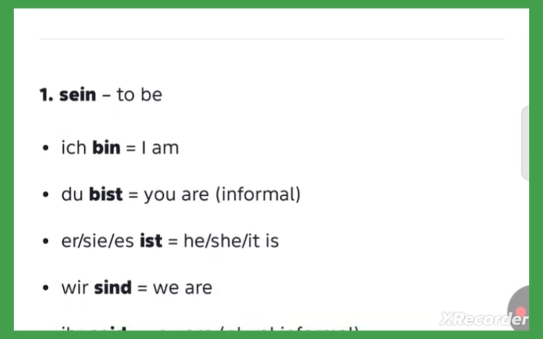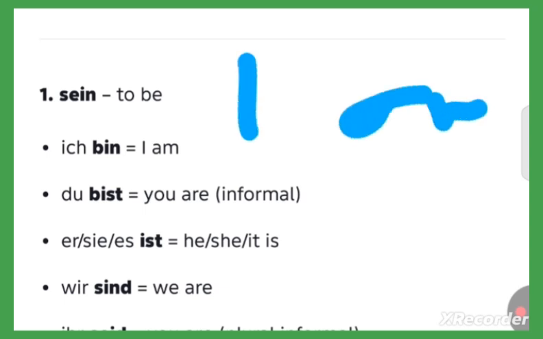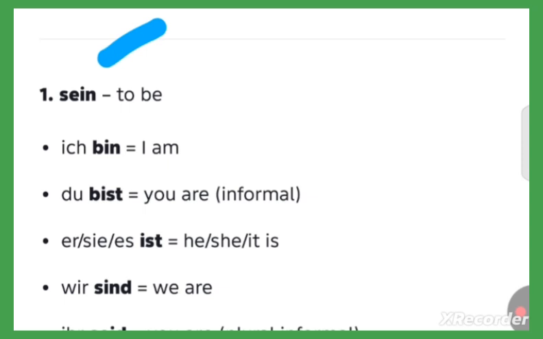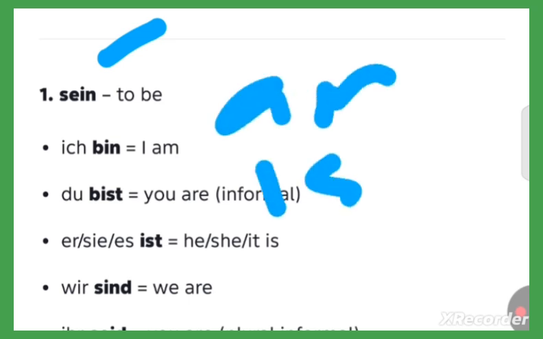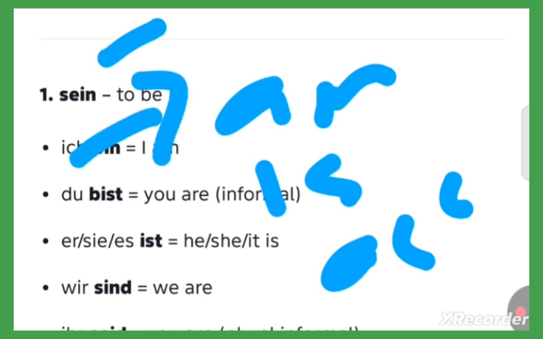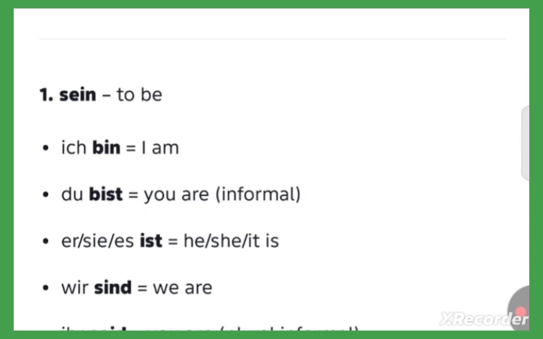Remember, the sein verb is not one verb. It is actually a group of verbs: am, is, and are. All together they make the sein verb. Am is bin in German, and it always goes with I, because we say I am. This is why I is ich, and am is bin.